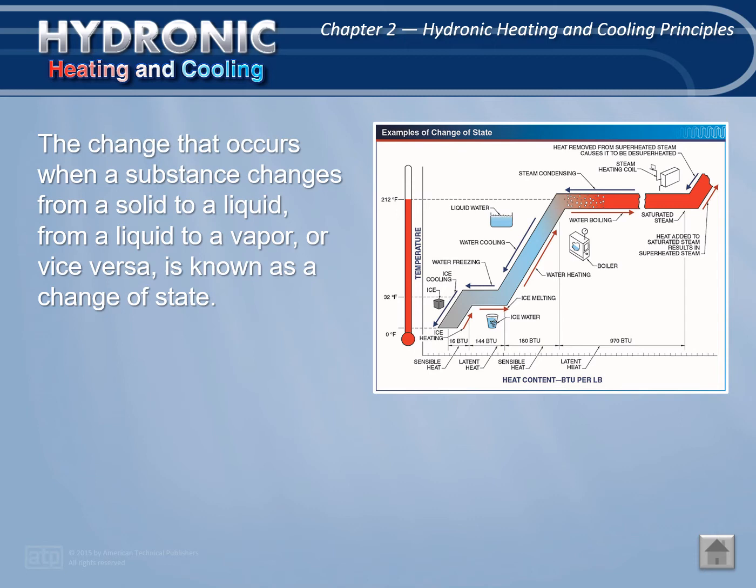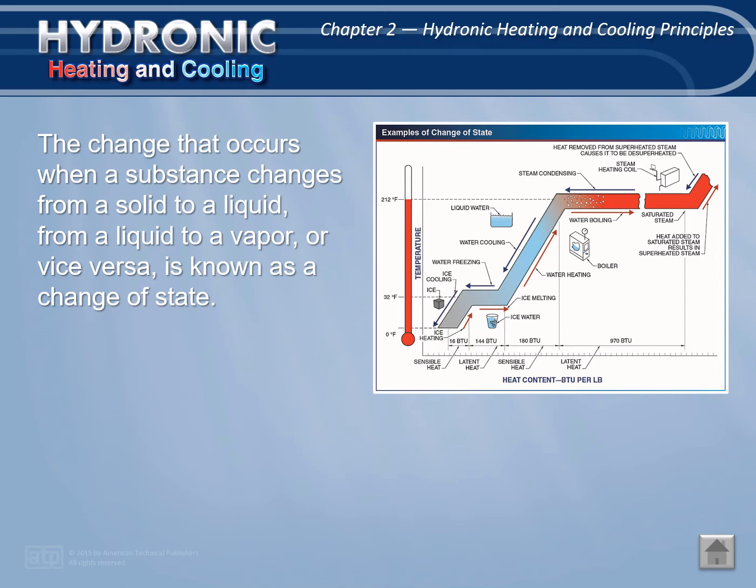The boiling point depends on the pressure being exerted on the substance. The higher the pressure, the higher the boiling point. Then, upon further addition of heat, the temperature of the vapor will rise. When the vapor is heated to a temperature higher than its boiling point, it is said to be superheated.